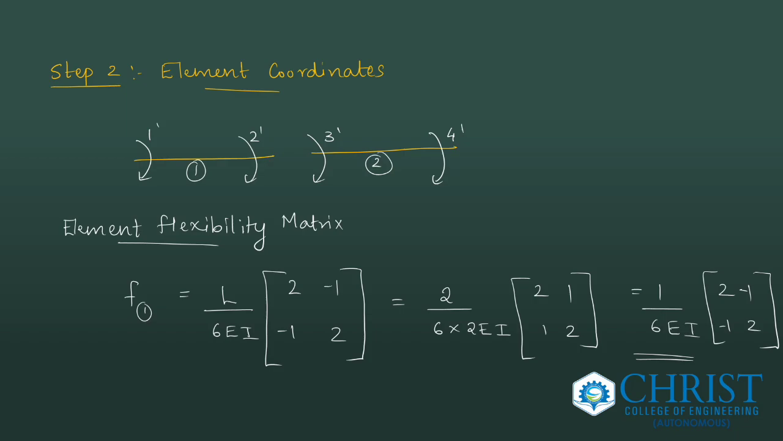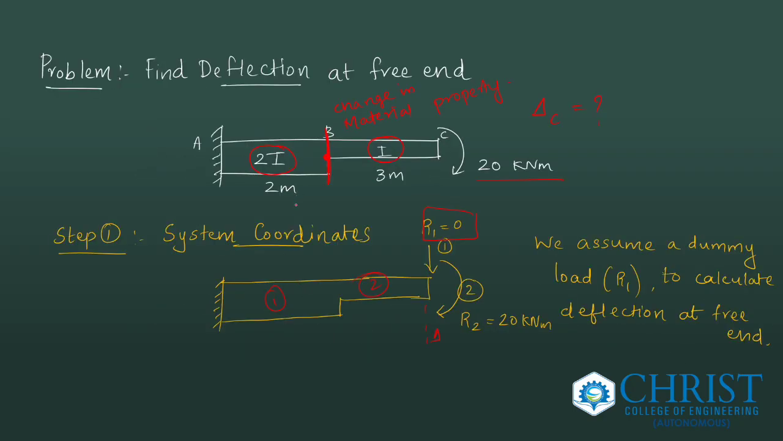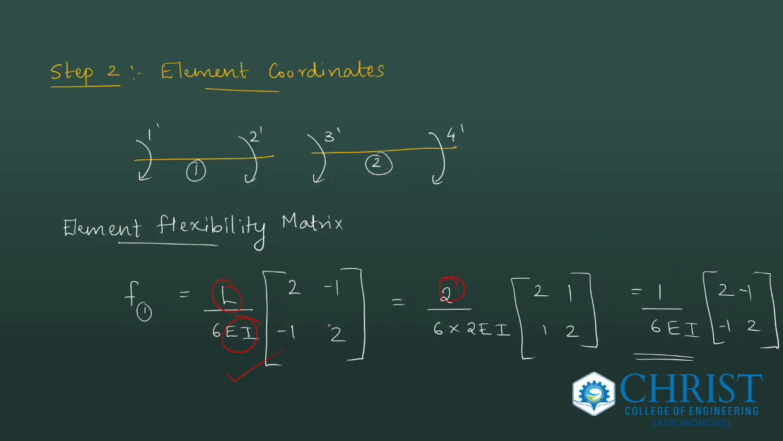Now we find the element flexibility matrix. The general formula is L by 6EI times [2, minus 1; minus 1, 2]. Apply the length and EI values. For the first element, the length is 2 meter, so 2 is applied and the EI value is 2EI. Hence it is 6 into 2EI, [2, 1; 1, 2]. We'll get 1 by 6EI, [2, minus 1; minus 1, 2].